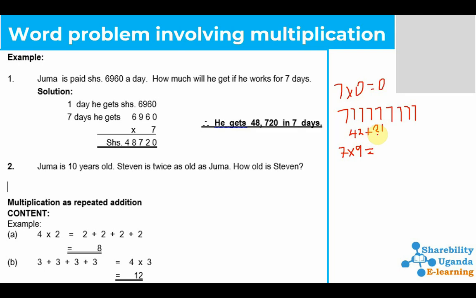What is 42 plus 21? Who has an answer? 63. Okay.